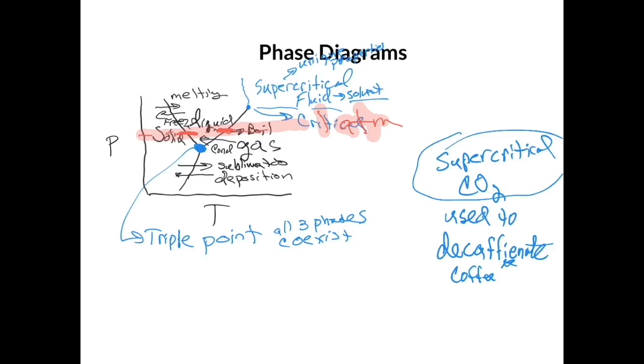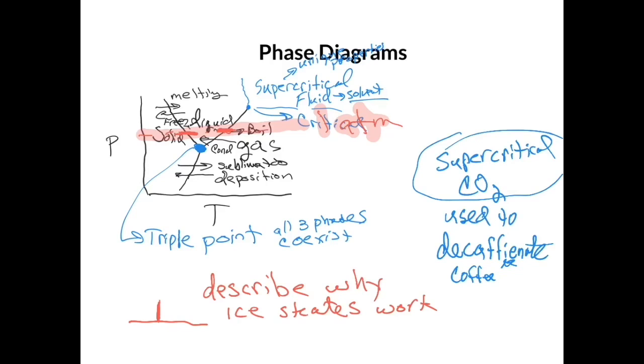So I like to get students to think about things, and so you can use a phase diagram to describe why ice skates work. And you can use this phase diagram for that, because if you think about it, here you got your ice, and now I am drawing an ice skate coming at you. So there's the laces, and it's coming at you.